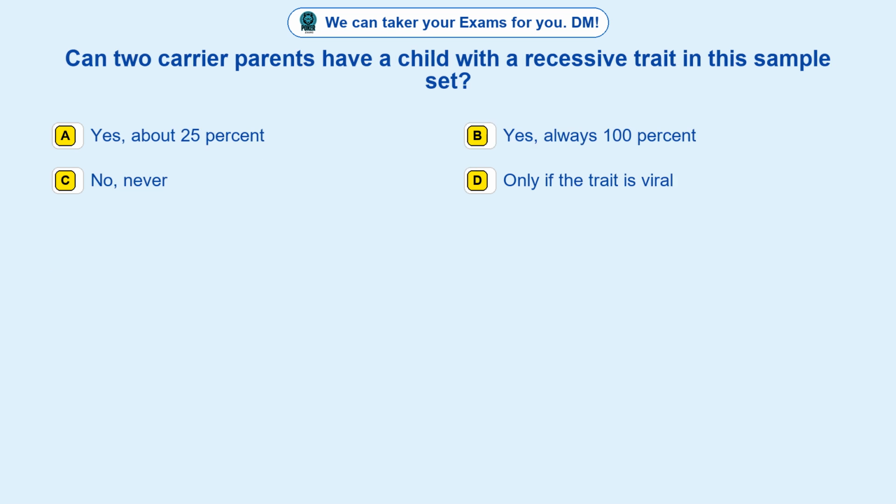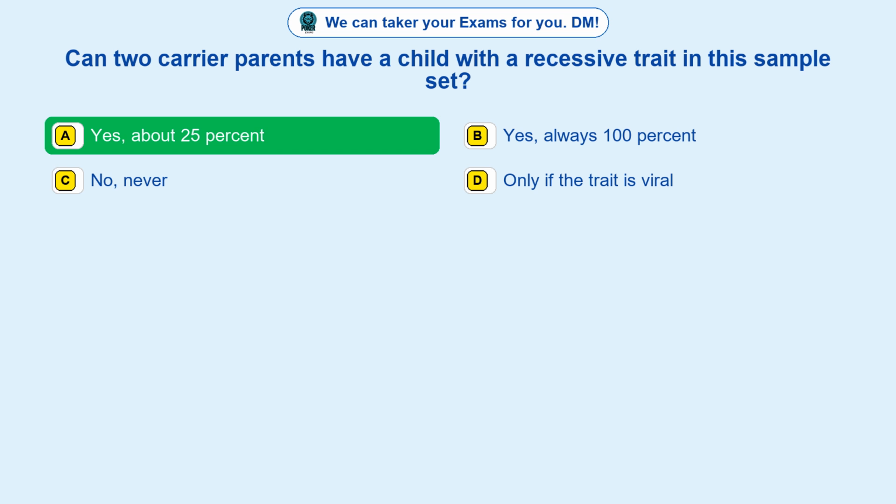Question 11. Can two carrier parents have a child with a recessive trait in this sample set? Option A. Yes, about 25%. Option B. Yes, always 100%. Option C. No, never. Option D. Only if the trait is viral. The correct answer is option A.